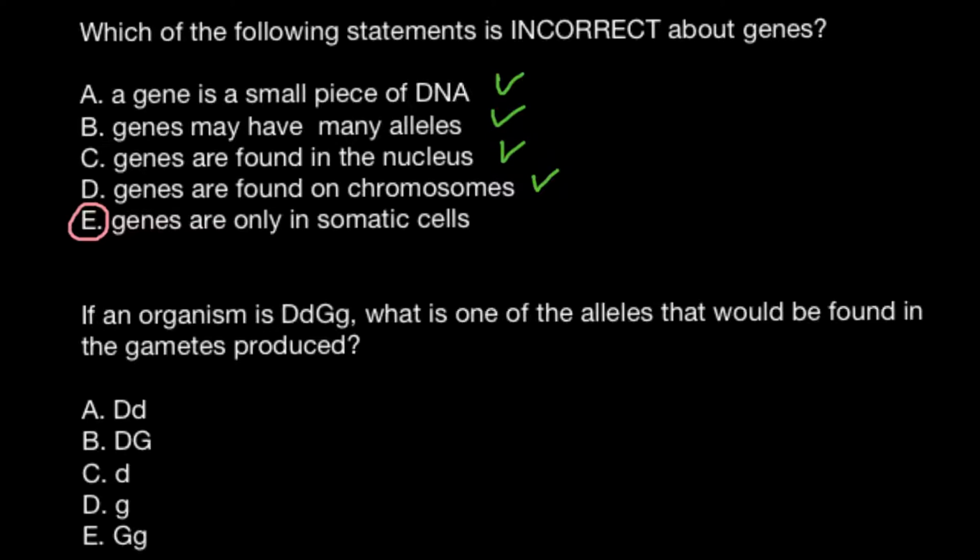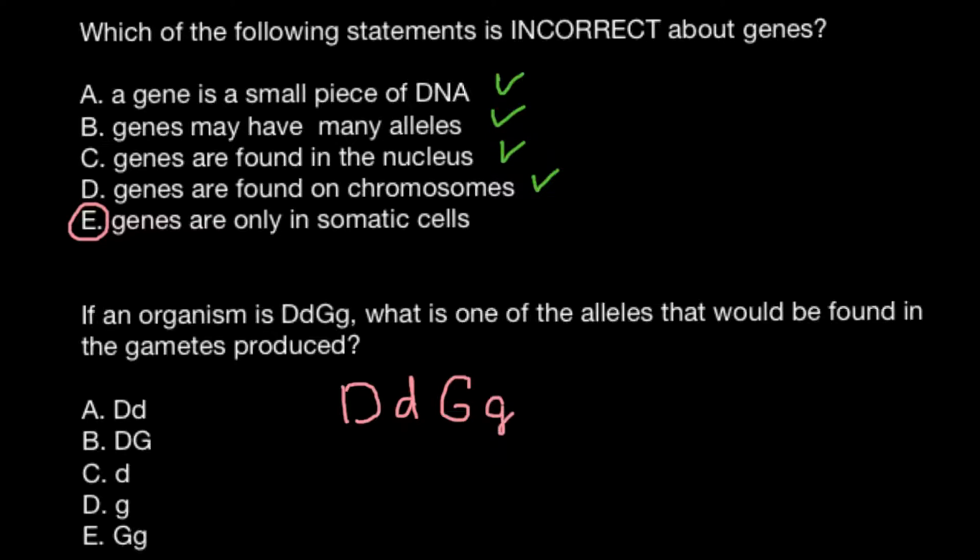So next question. If an organism is heterozygous for genes D and G, what is one of the alleles that would be found in the gametes produced? And here are 5 answers to choose from. Let's first list what possible gametes we may have here. So we have gene D that is in heterozygous form, and gene G that is also in heterozygous form.